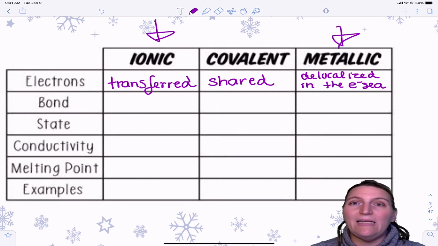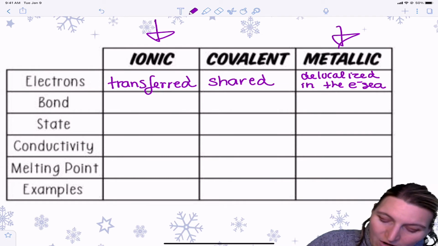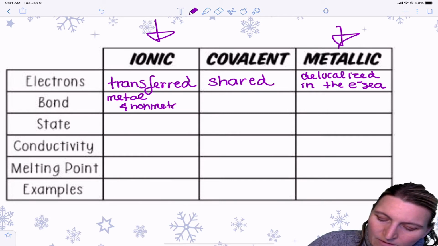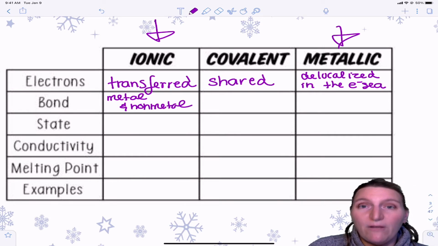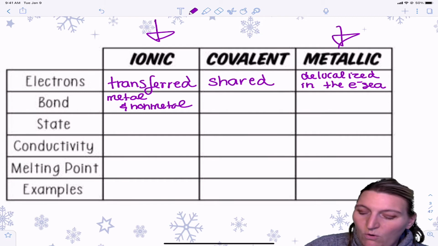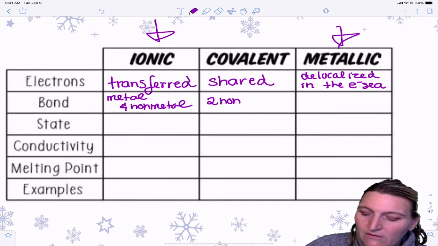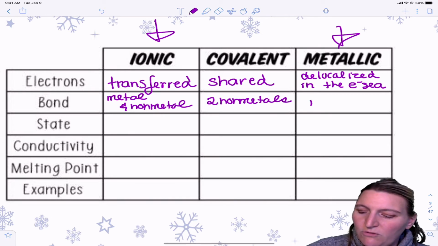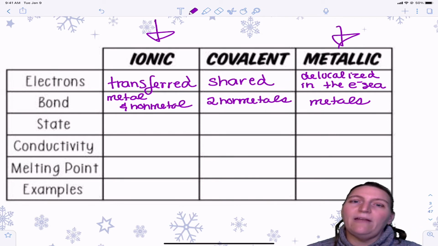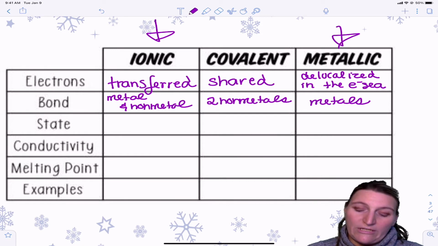So what type of elements make this bond? Well, in an ionic compound, it is a metal and a nonmetal. In a covalent molecule or covalent compound, it's only two nonmetals. And in a metallic bond, it's between metals. So you can see that if it's all metals, it's metallic. If it's all nonmetals, it's covalent. If it's one of each, it's ionic.